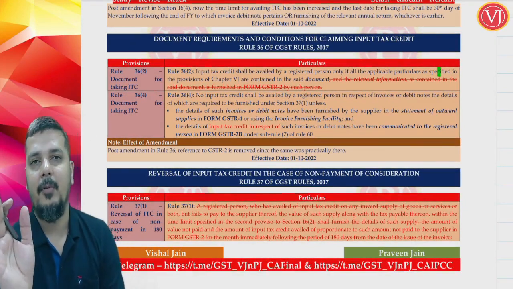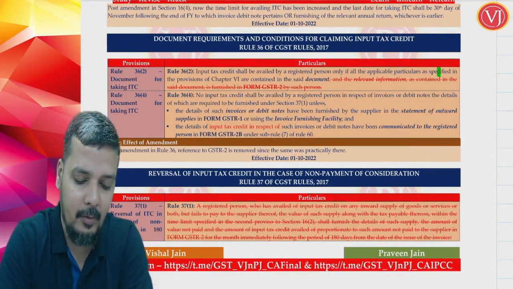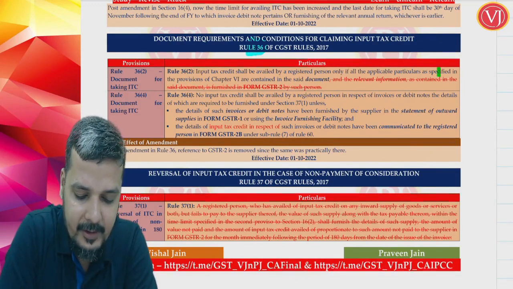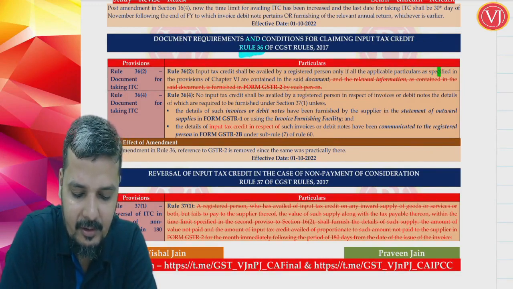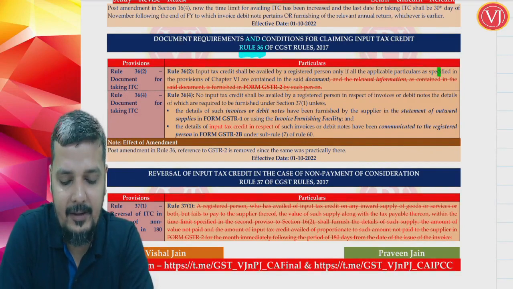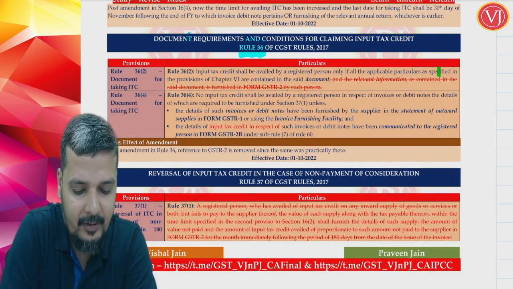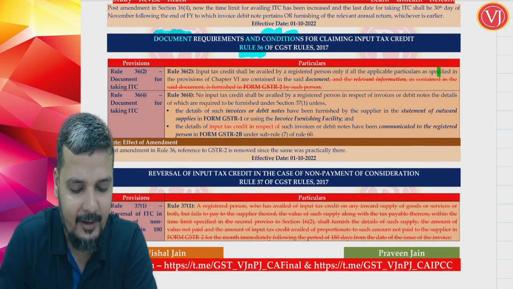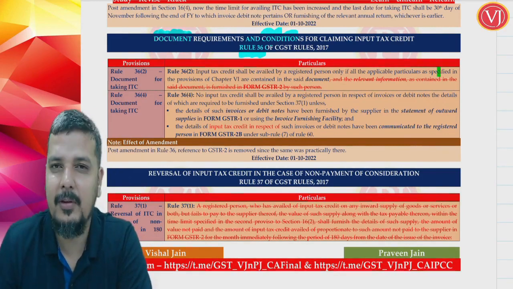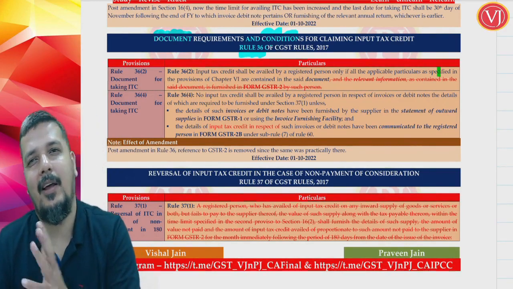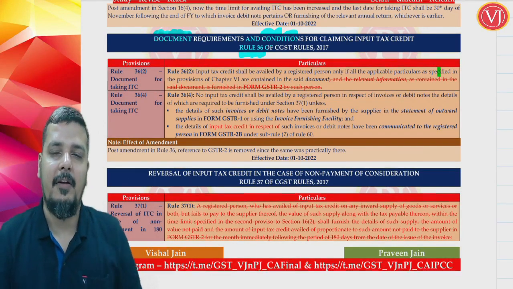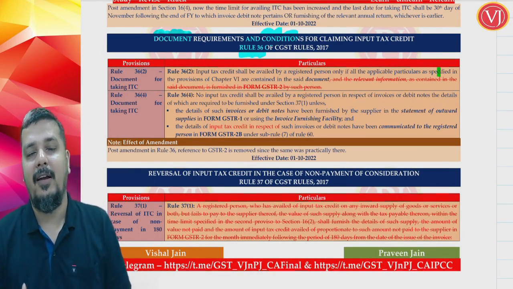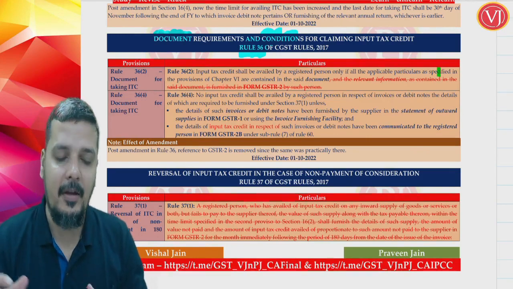Now, friends, we are not talking about section 16 anymore. We are talking about rule 36. Rule 36 is the main rule for taking the credit. It talks about documents and other conditions for taking your input tax credit. Now, the amendments in rule 36 are insignificant. They are not of much use. They will never be tested in your exams because they are all corresponding amendments because of amendment in different places.